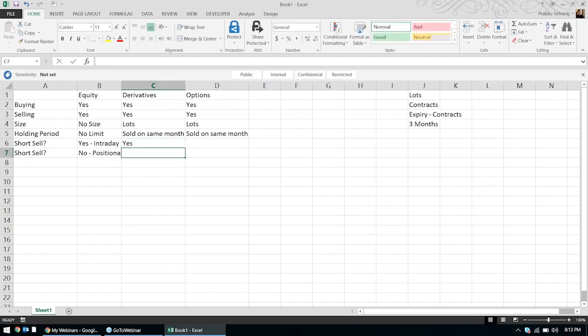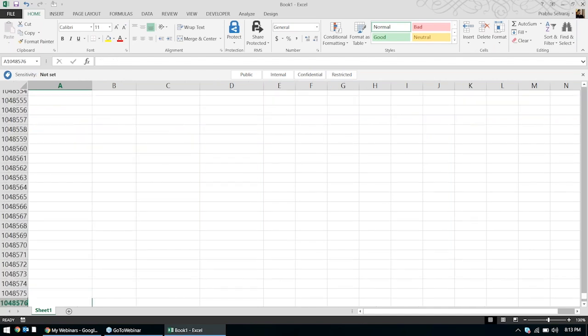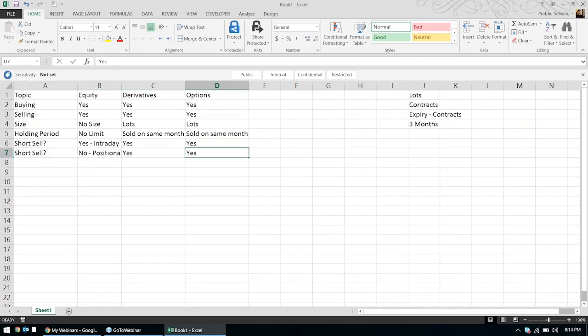In derivatives, can I short sell? Yes. What is short selling? Selling of shares without holding shares in our account. Can I short sell intraday? Yes. Can I do a positional short sell? Yes. Same for options also. I hope everybody is clear on this. There's no doubt about what is short selling. Again, you have to square up the short position within the expiry of the contract you have bought.